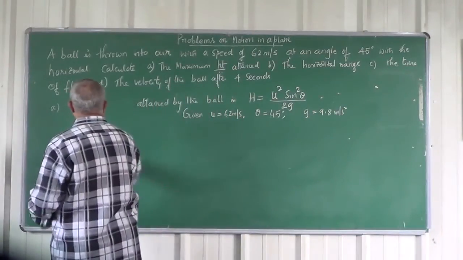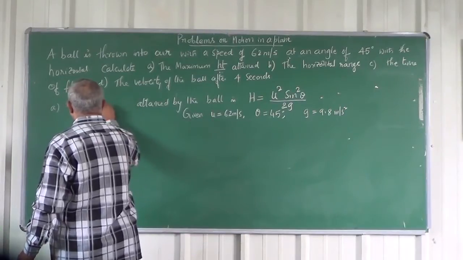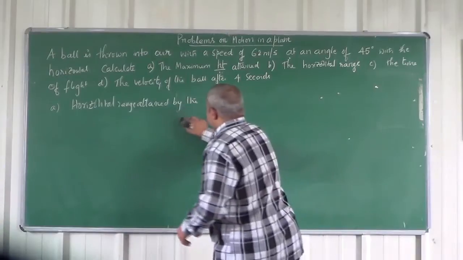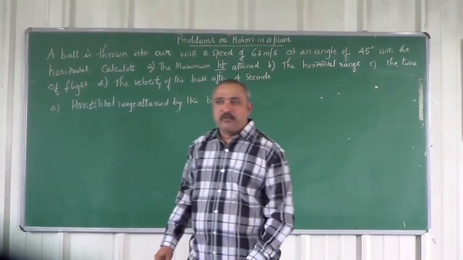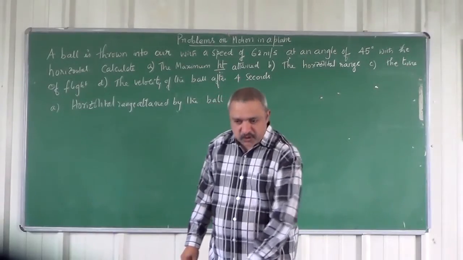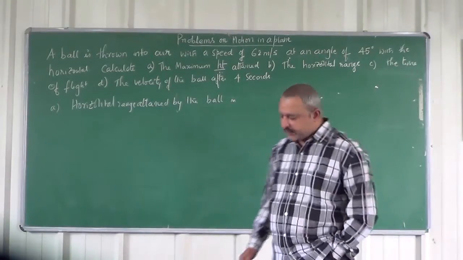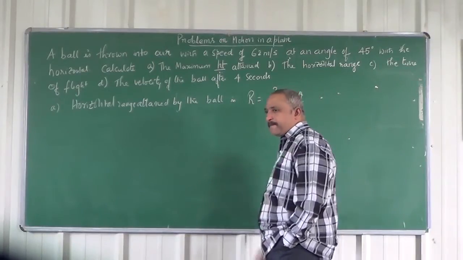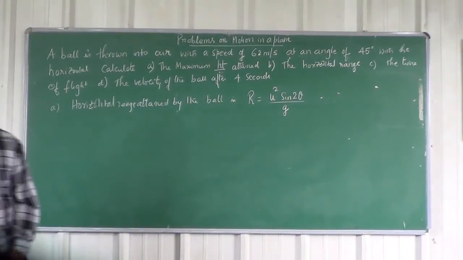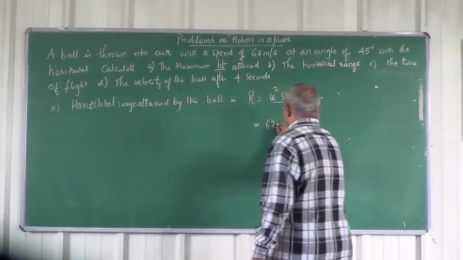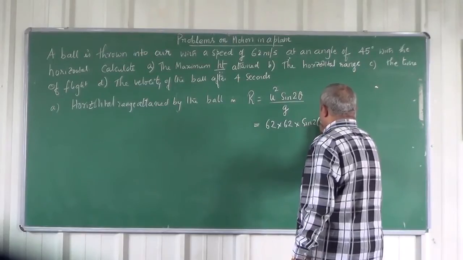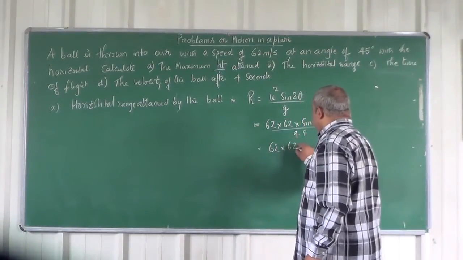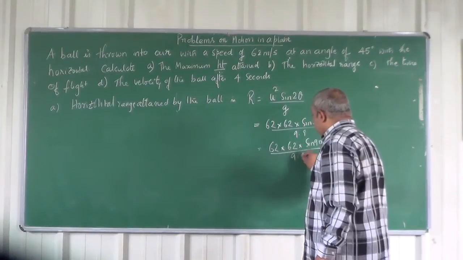Horizontal range attained by the ball. What is the formula for the range? Range of the projectile, R equals u square sin 2 theta divided by g. Direct substitution again. Now putting on the values. 62 into 62 into sin 2 times of 45 divided by 9.8. That is 62 into 62 into sin 90 divided by 9.8.